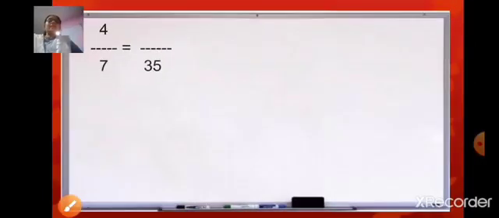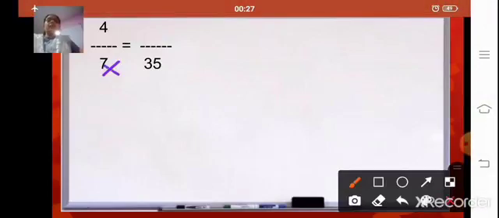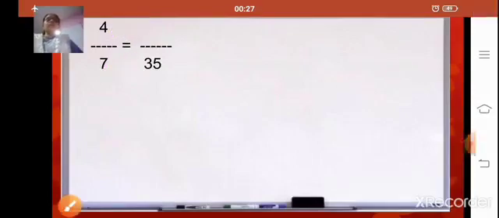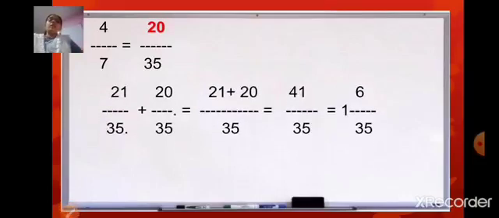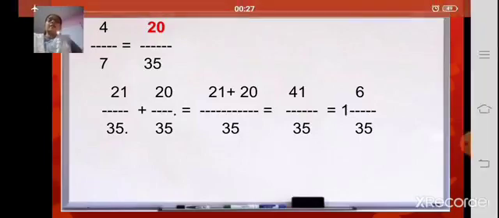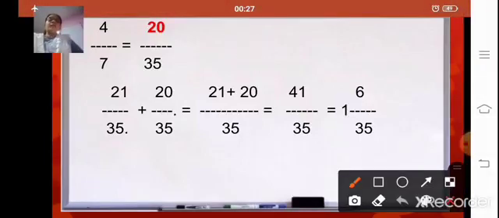Okay. Now next fraction, that is 4 upon 7 into 35. This you have multiplied it by 5. So this also when you multiply it by 5, you will get the answer as 4 5s are 20 upon 35. Now add 21 upon 35 plus 20 upon 35. You will get the answer as 41 upon 35. And when you divide this 41 by 35, you will get the answer as 1 whole 6 upon 35.